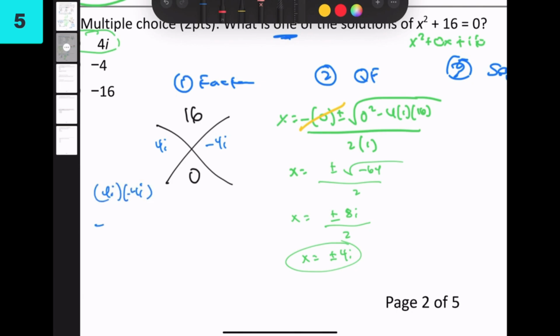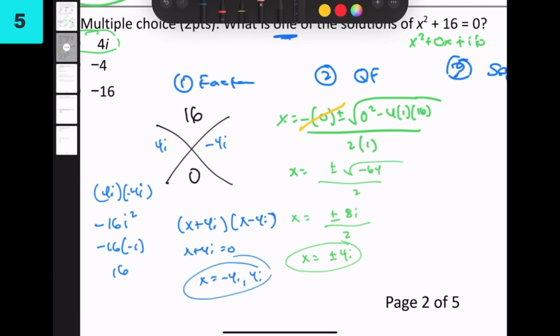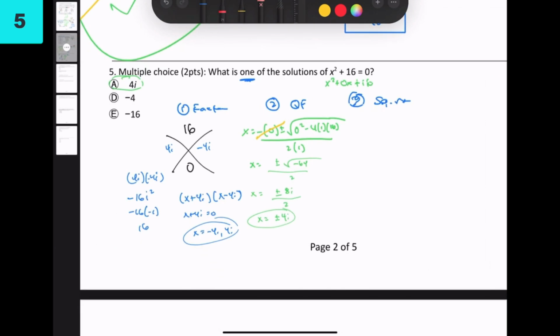So negative 4 times 4 is 16, and i times i is i squared, so that becomes positive 16. So you would get x plus 4i, x minus 4i, set those equal to 0, and solve. Same thing on that side, you'll get negative positive. The easiest method is just using x squared plus 16 equals 0.